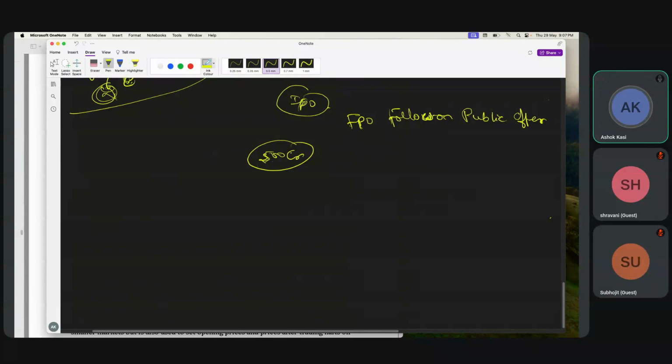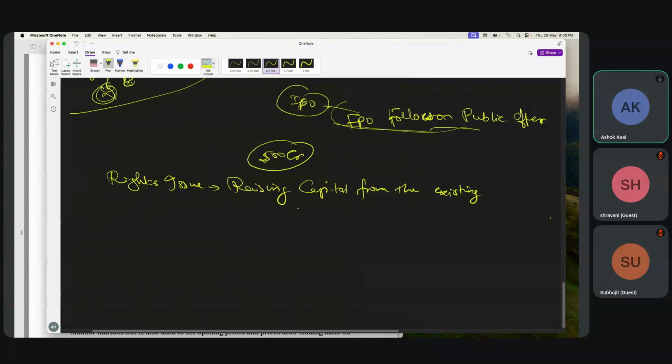So 500 crores, imagine. So that is follow on public offer, but the company doesn't want to do all that. Company says, I will go only to my existing shareholders and raise capital. So if they go to the existing shareholders and raise capital, then it is called as rights issue. So rights issue means what? Raising capital from the existing shareholders.